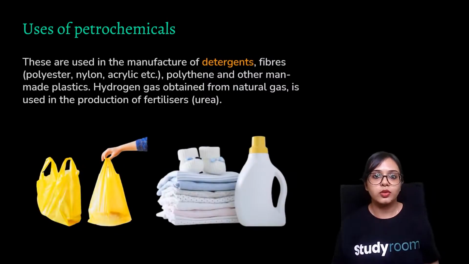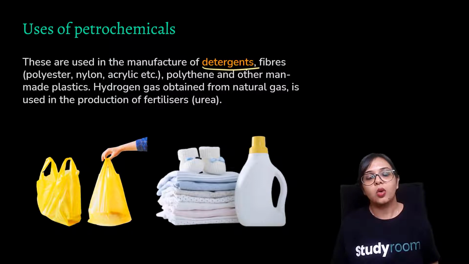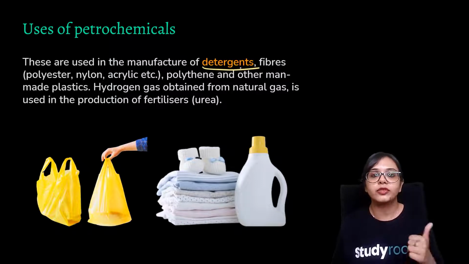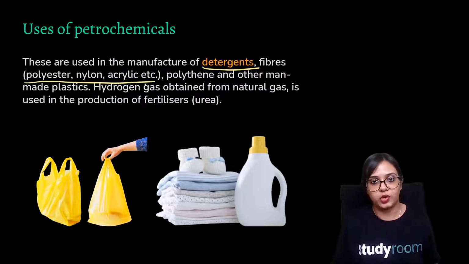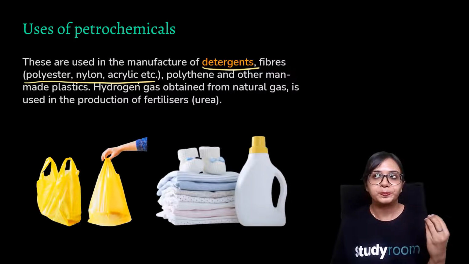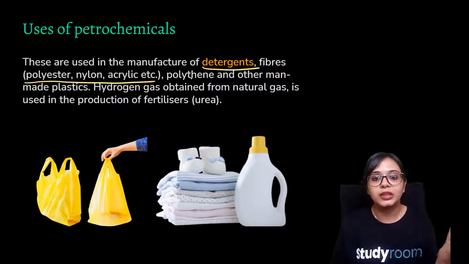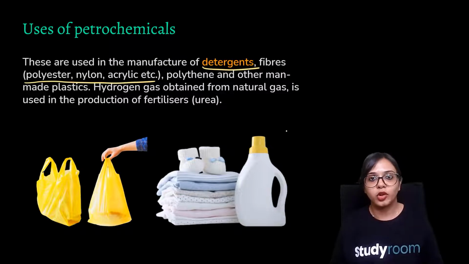Petrochemicals are used highly in the manufacture of detergents and synthetic fiber. If you remember the first chapter that we had discussed, in the production of polyester, nylon, acrylic, etc. Then also in the production of plastics such as polythene and other man-made plastics. And hydrogen gas obtained from natural gas is used in the production of fertilizers.